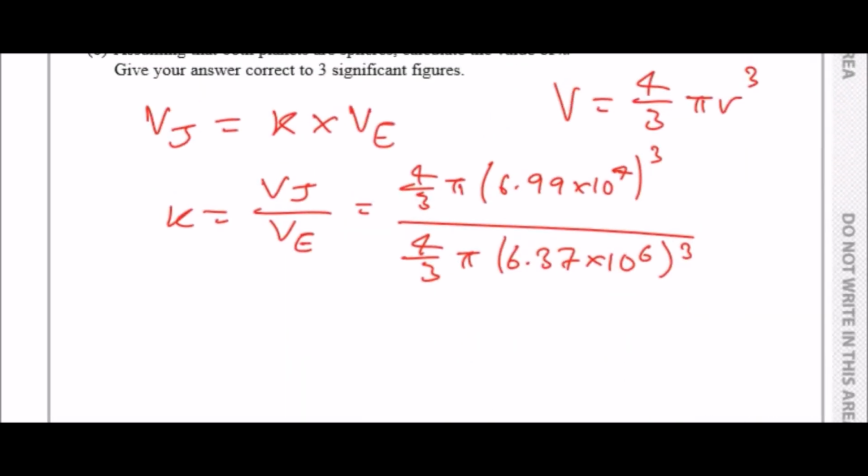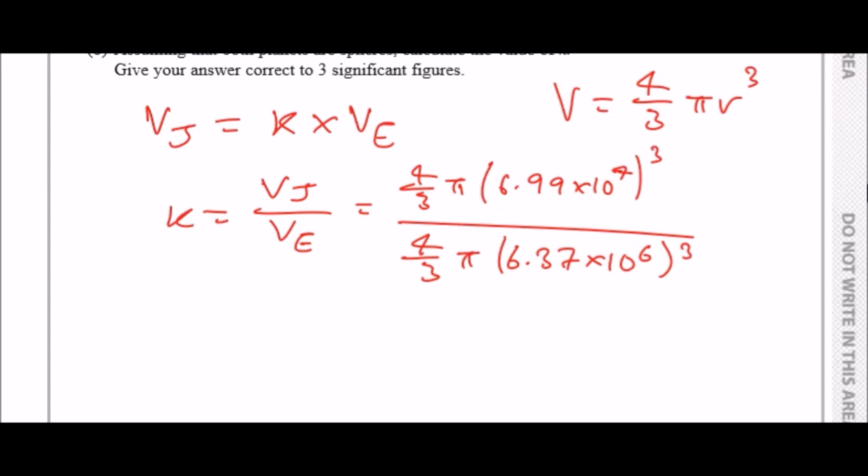Now, all you have to do is really just punch this in the calculator. So let's do that, yeah? You can actually ignore the 4/3 pi because in fact they cancel out. But anyways, just to be safe, I'll copy anyway. 6.99 times 10 to the power of 7. So that's 7. Looks like a 4, doesn't it? Cubed.